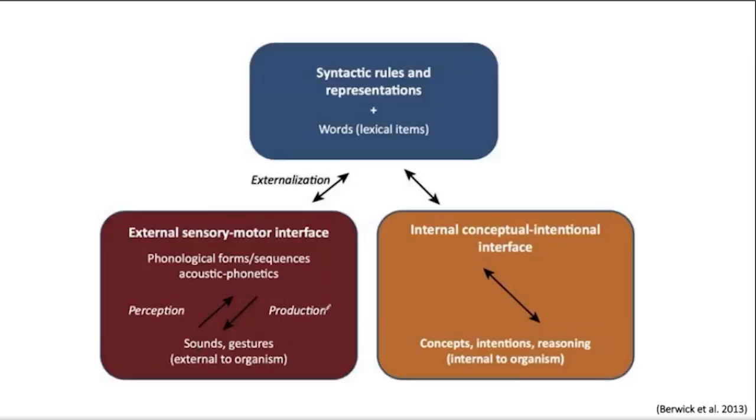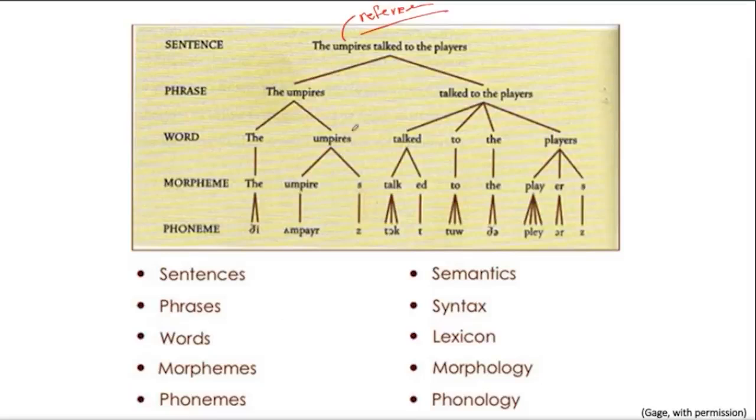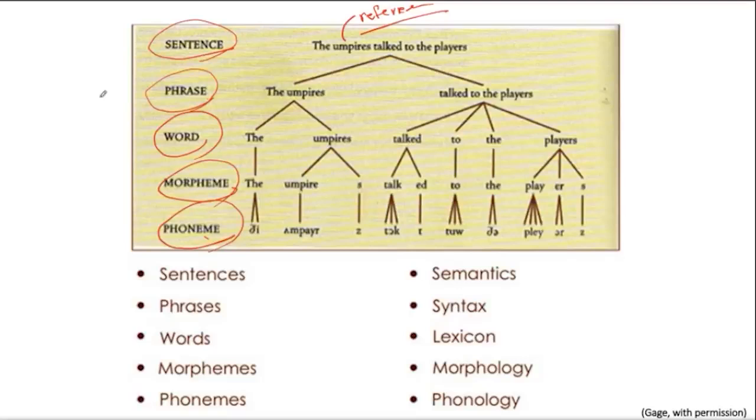So when we talk about language, it's not just about words and lexicons and syntactic rules. It's also about how we make them happen in the process of production and perception, and how they are related to what we call concepts, intentions, reasoning, and how they interact with each other. In the same space, talking about a sentence, let's say the umpires talk to the players. Umpire is a term we use mainly in baseball here in the US. It means the referee, like the referees that we have in soccer or football. We have sentences, phrases, words, morphemes, phonemes, and how these different pieces work together in combination with semantics, syntax, lexicon, morphology, and phonology to make language. So these concepts are highly interrelated to technically make the language.